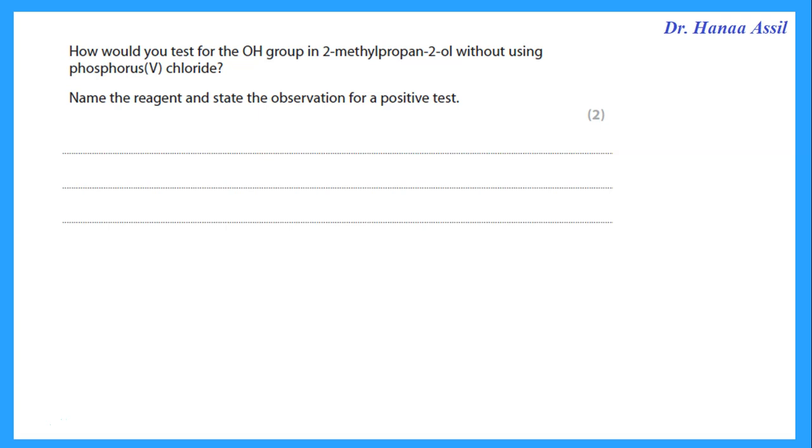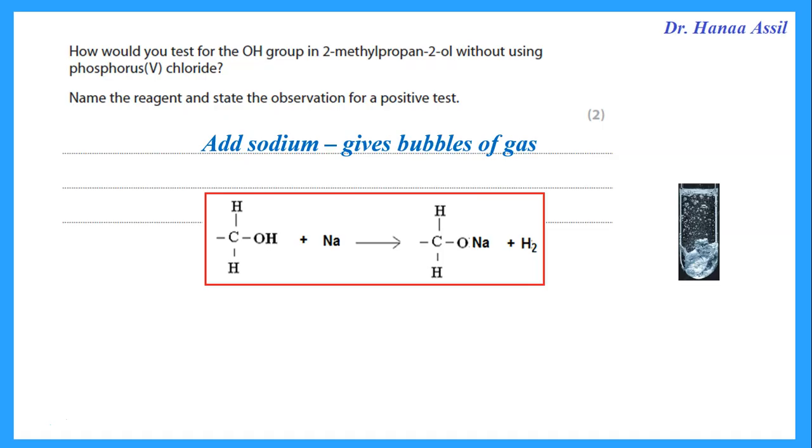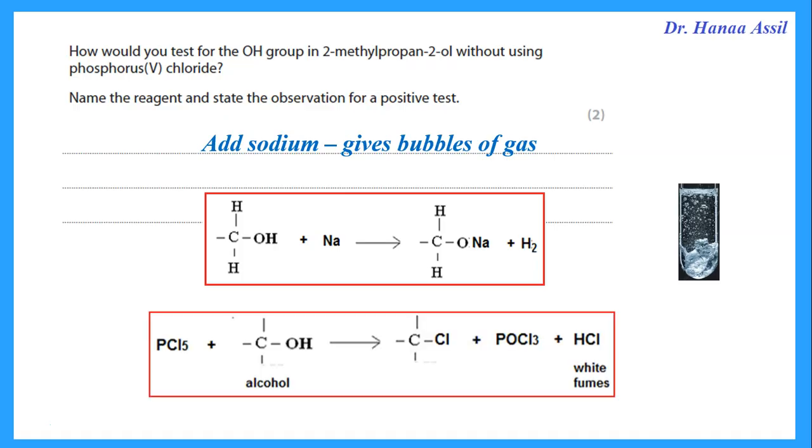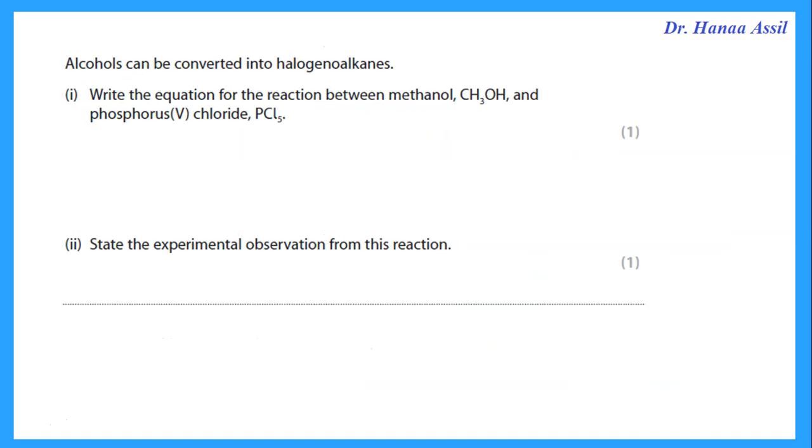So, if the question says, how would you test for the OH group in 2-methyl propane 2-ol without using phosphorus pentachloride, what is the other reagent that I can use to test for alcohols? Remember, it is sodium, so we can say add sodium, it gives bubbles of hydrogen gas. Remember that the PCl5 will give white fumes of hydrogen chloride gas, but here we're told not to use phosphorus pentachloride.